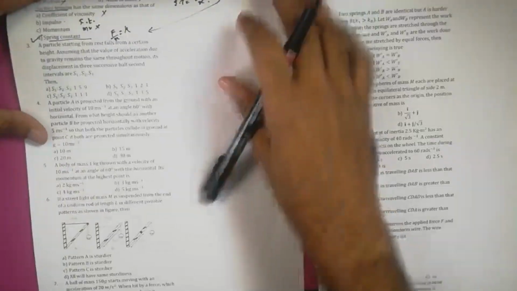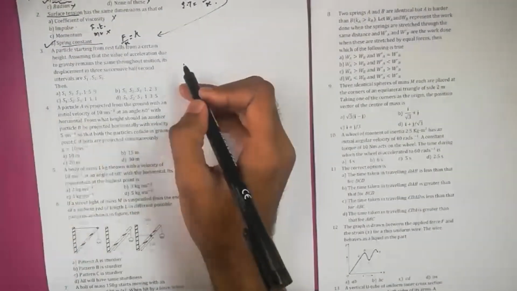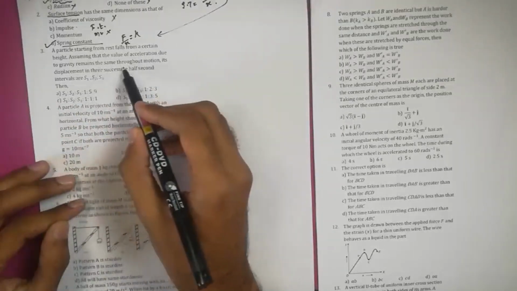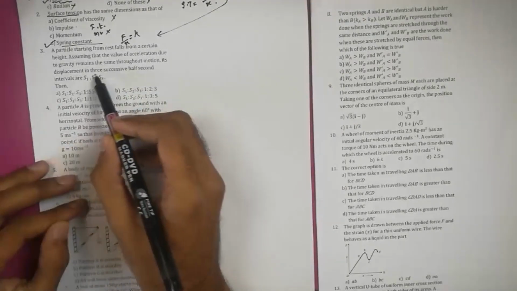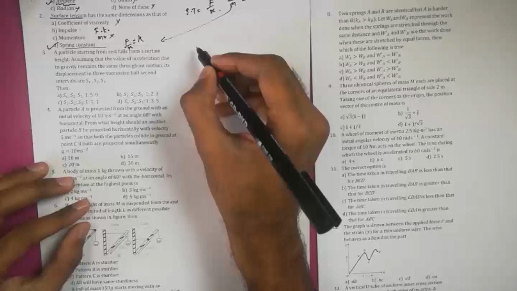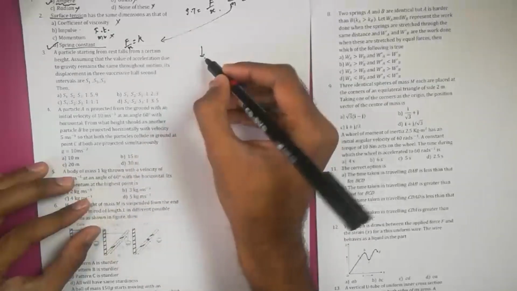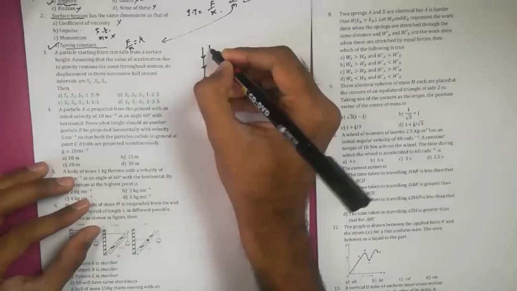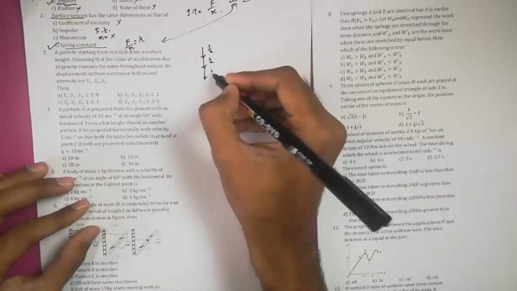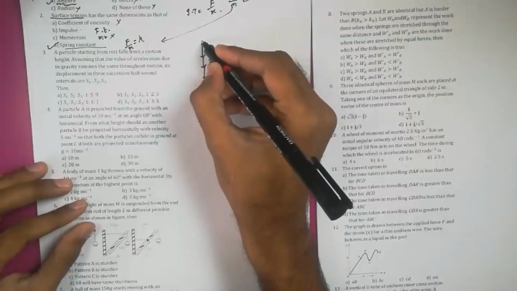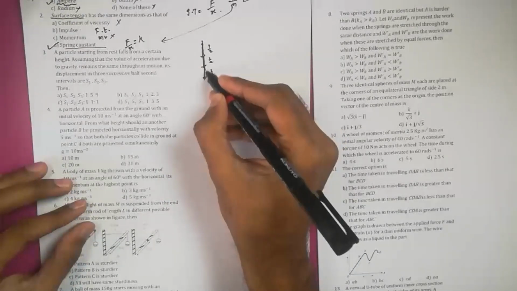Let's move on to the third question. The particle starting from rest falls from a certain height, assuming that the value of acceleration due to gravity remains same throughout motion. Its displacements in 3 successive half second intervals are s1, s2, s3. So basically it says that the particle is falling, in the first half second, next half second, and the next half second. We need to calculate the distance, because we know that acceleration is happening, that means each time the distance should keep on increasing.